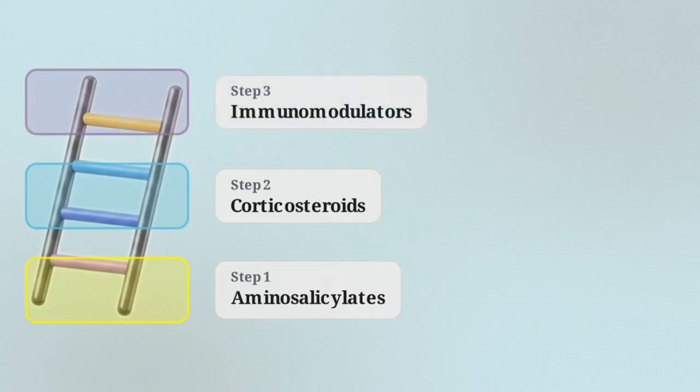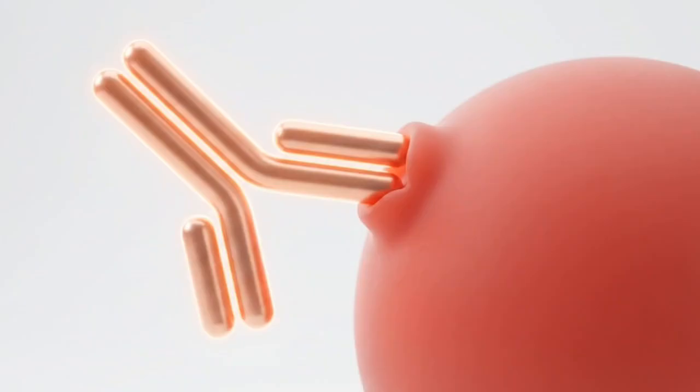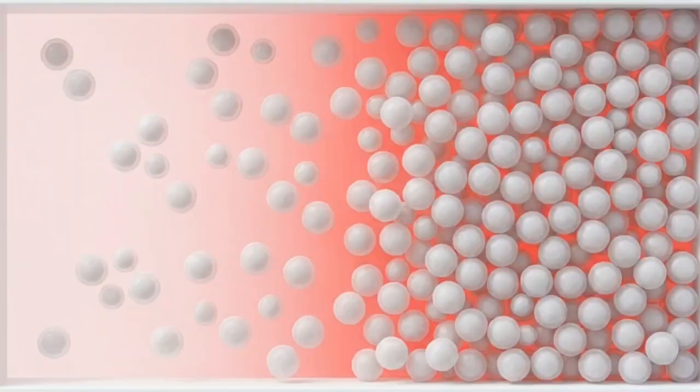For chronic, refractory cases that don't respond well, we escalate to Step 3, immunomodulators. These drugs actively suppress the patient's hyperactive immune system on a long-term basis. Finally, we have biologic therapies. These are precision-engineered molecules designed to target and neutralize the specific inflammatory proteins that are actively driving the disease cascade. The pharmacological ladder is designed to scale its targeted aggression to match the severity of the patient's immune dysregulation.